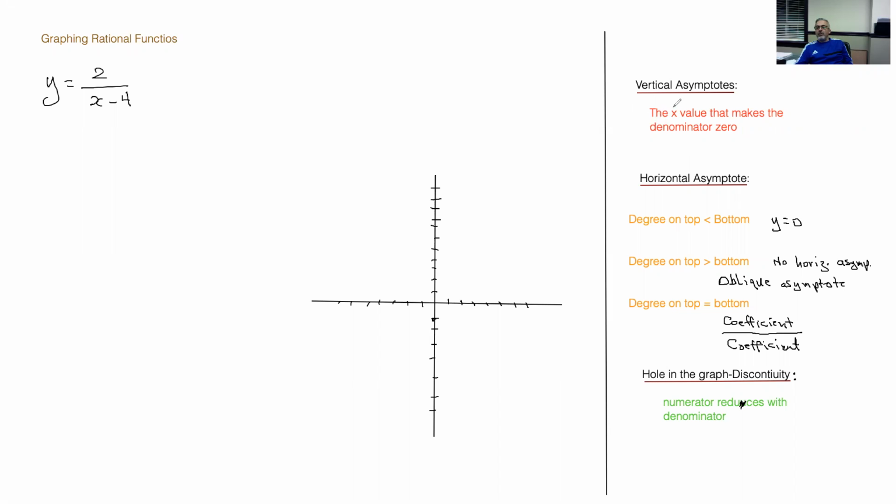So how do you find out if you have a vertical asymptote? Basically, you look at your equation and it's the x value that makes the denominator 0. So if we're looking at this as an example, it will be 4.